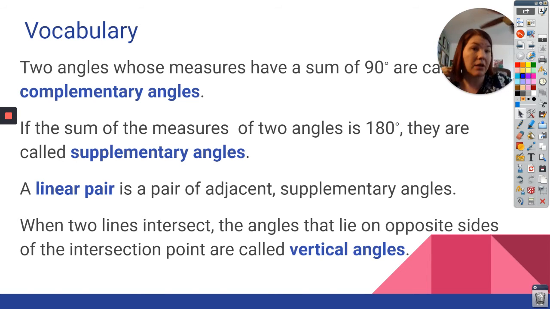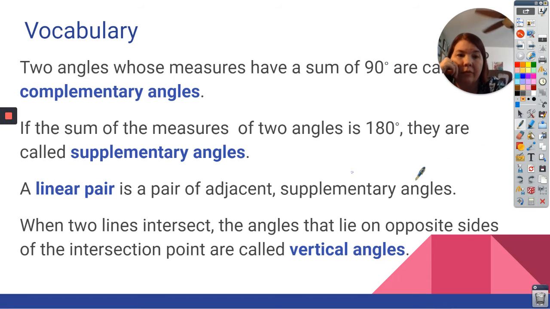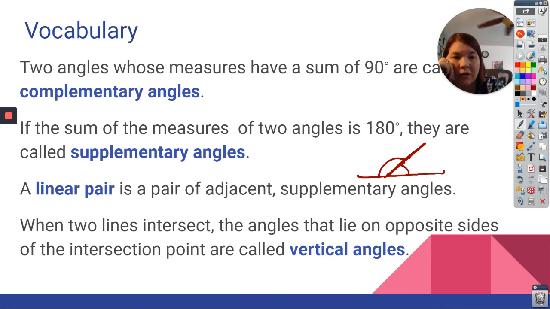Complementary is right. It's right to complement someone. Supplementary, it's hard to remember. A linear pair is a pair of adjacent supplementary angles. Linear pairs look like this. Adjacent means they have to share one line. And so linear pairs are two angles that are next to each other that make a line.